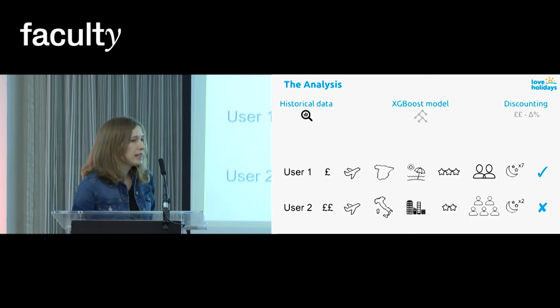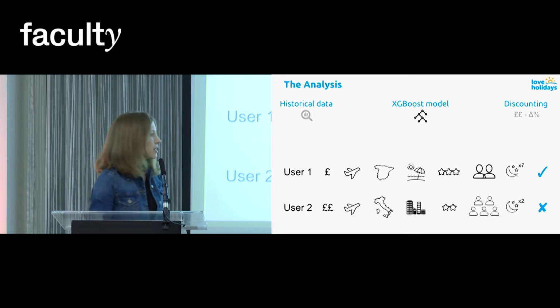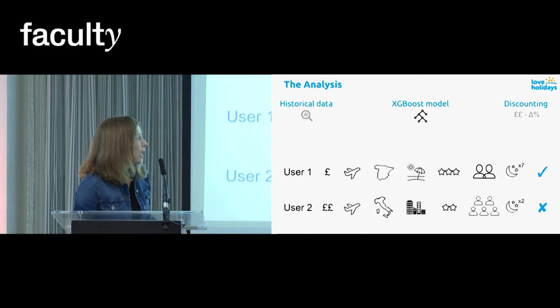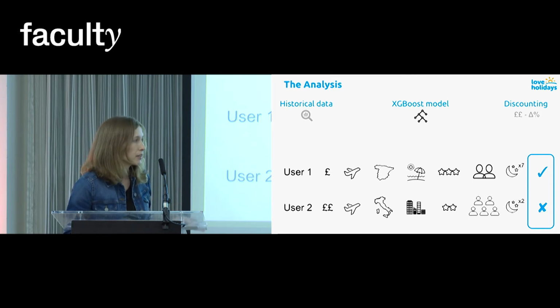So the data consisted of sessions on the Love Holidays website. For each user, there was information on pricing, the destination people were interested in, the hotel, and also booking details. And finally, the labels that we're interested in, so whether or not the person actually booked a holiday, shown here by a tick and a cross. So I trained a model to predict whether or not people booked holidays, since we're interested in maximizing the number of bookings.